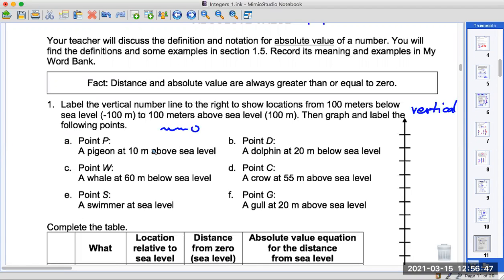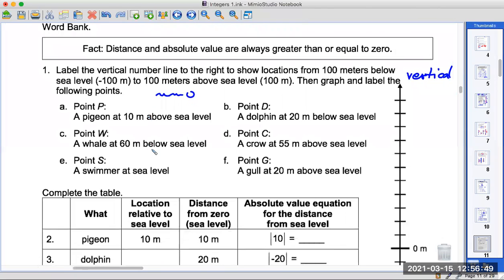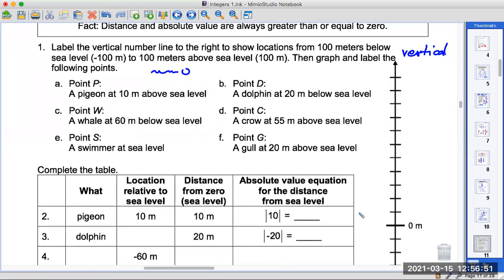Okay, so let's label our number line. We want to start at 0 and we want to go up to 100. So what shall I jump by? What are my numbers, do you think? 10, 20, 30, 40, 50, 60, 70, 80, 90, 100. So this is 100 above sea level.